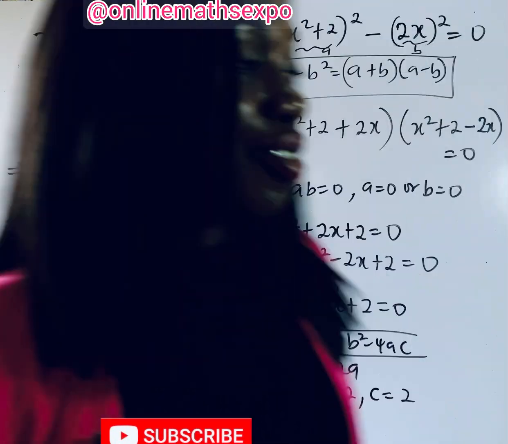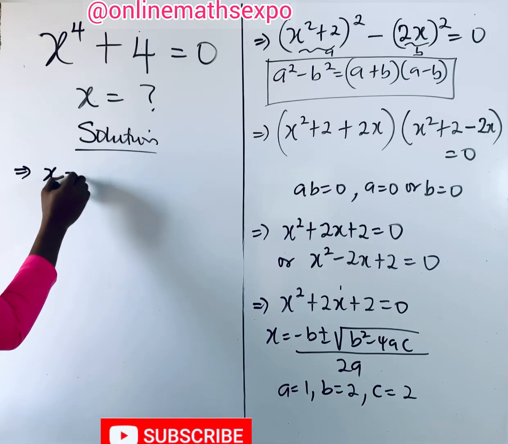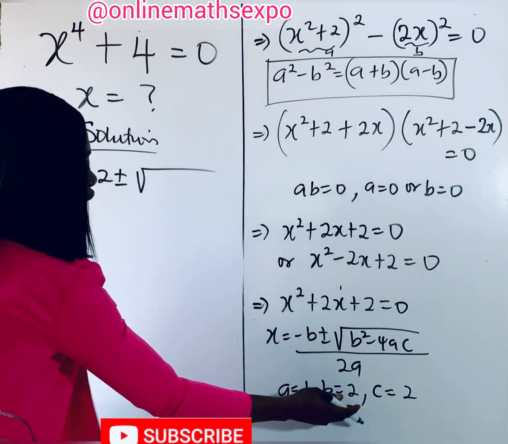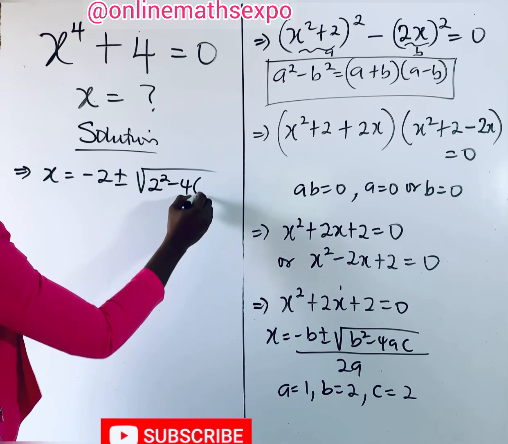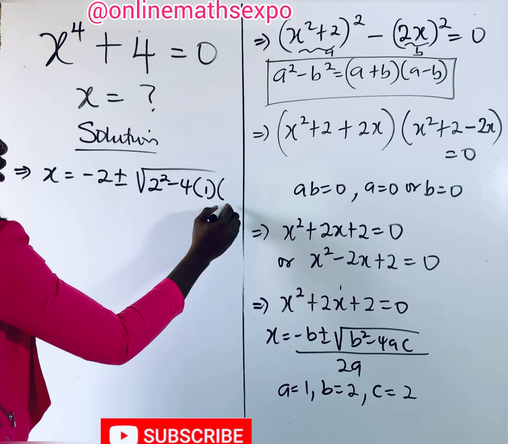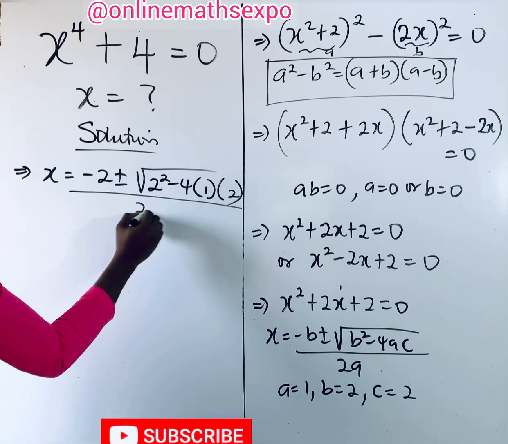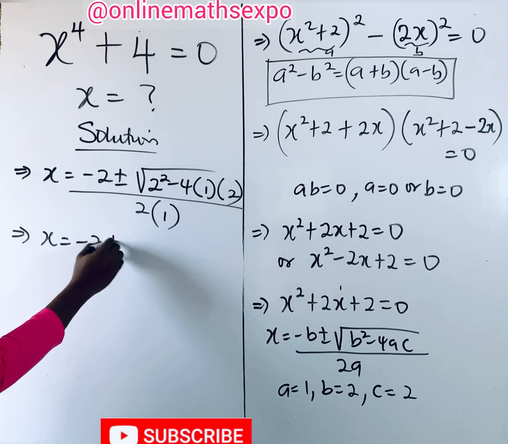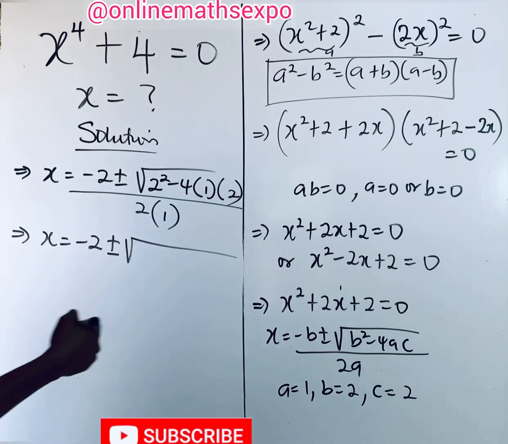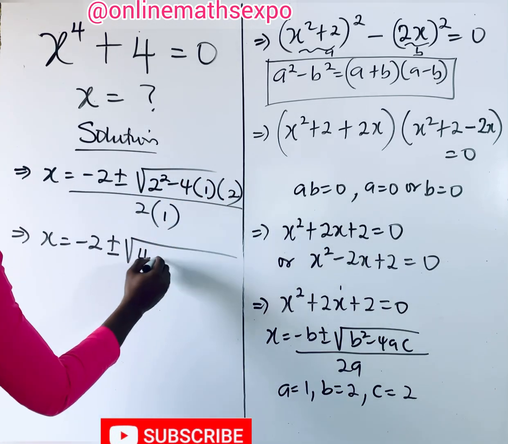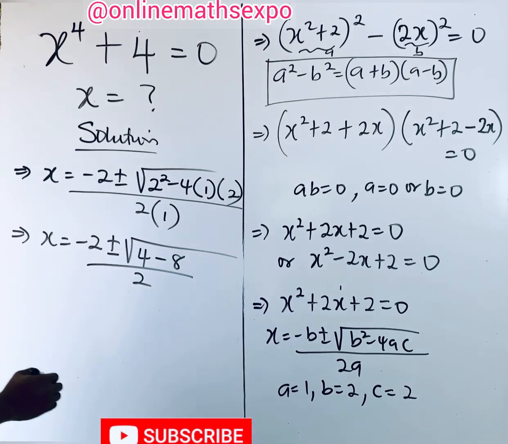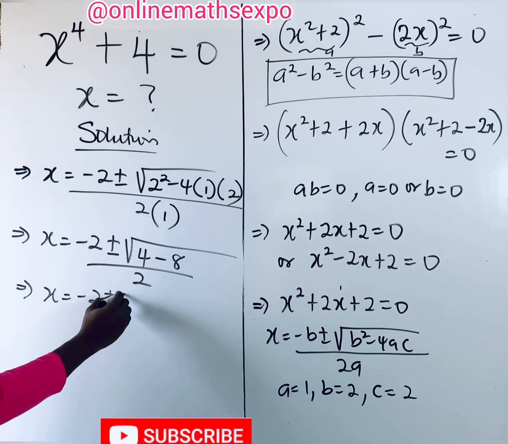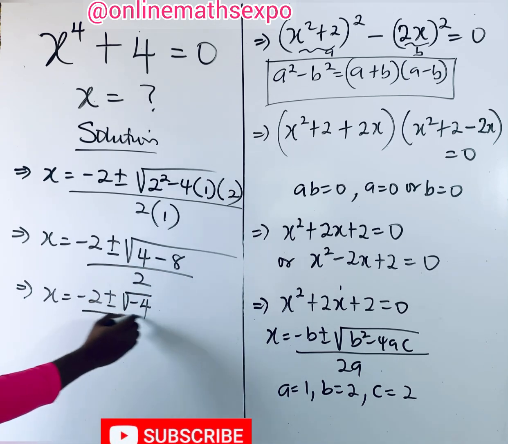This gives us x is equal to negative 2 plus or minus square root of, our b is 2, so we have 2 squared minus 4, a is 1, and our c is 2, all divided by 2 multiplied by a, which is 1. Okay, so simplify. x is negative 2 plus or minus, then 2 squared is 2 times 2, giving us 4. This will give us 8 divided by 2. So we're going to have x is equal to negative 2 plus or minus, if you subtract this, it gives you negative 4 divided by 2.